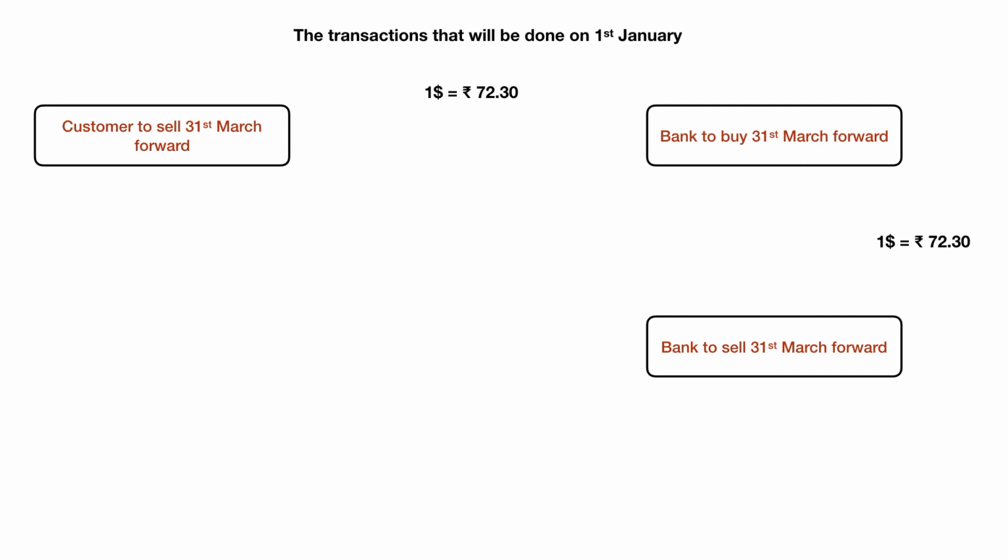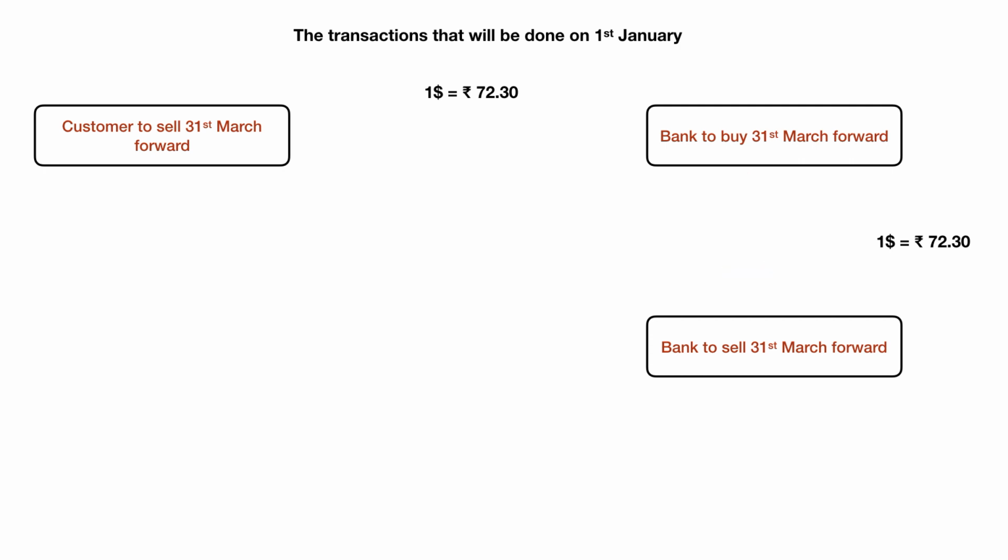Now, on 1st Feb, the customer walks into the bank and says that he wants to cancel the transaction. If the transaction had gone smoothly, let us see what would have happened. That is, if there was no cancellation and if the transaction was settled on 31st March as scheduled, the dollar would have come in from the customer, the bank would have received the dollar, and the bank would have then delivered the dollars to honor this contract. But now that is not happening.